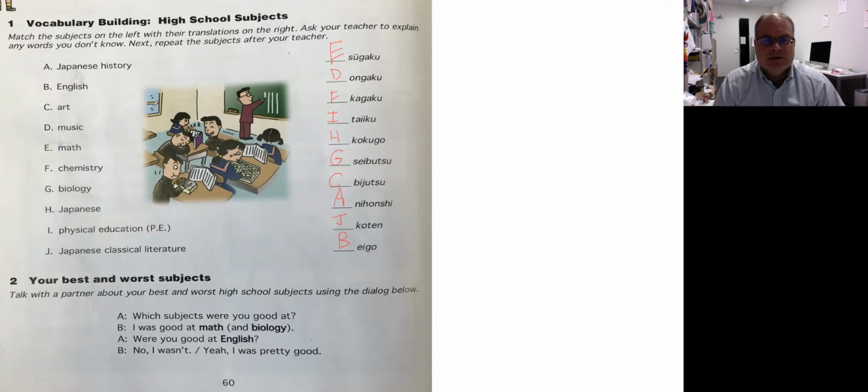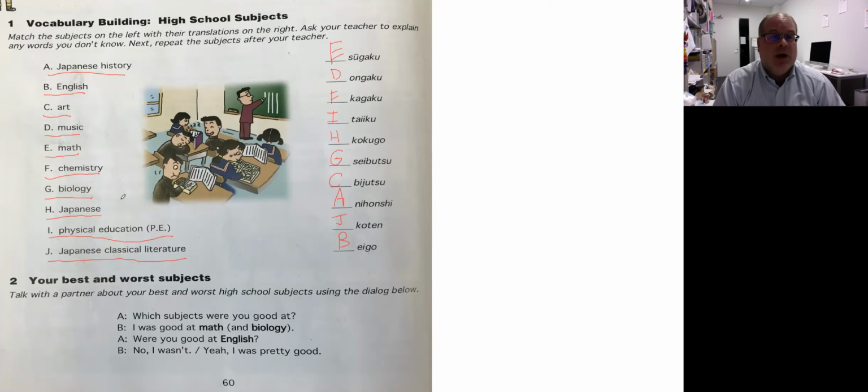So let's practice these one time. Please repeat after me. Japanese history, English, art, music, math, chemistry, biology, Japanese, physical education, or PE, Japanese classical literature. Or if you want to, you can just say literature. That's okay too.